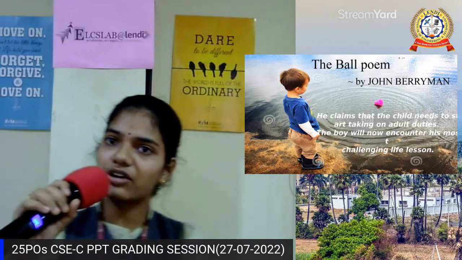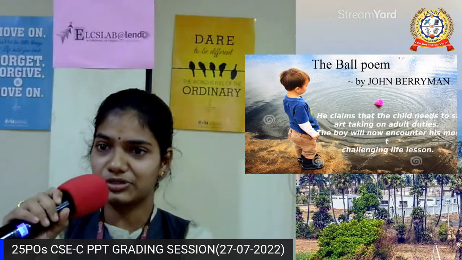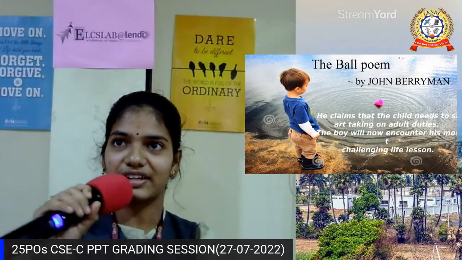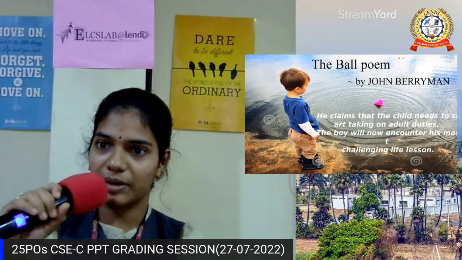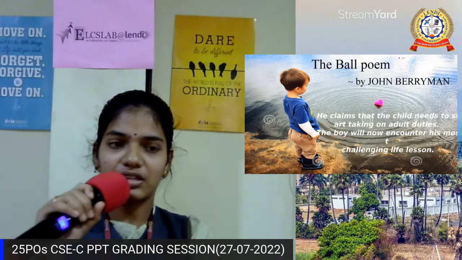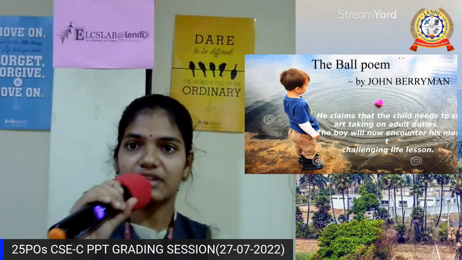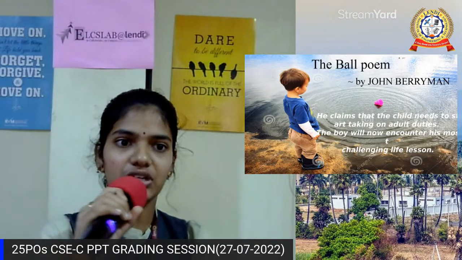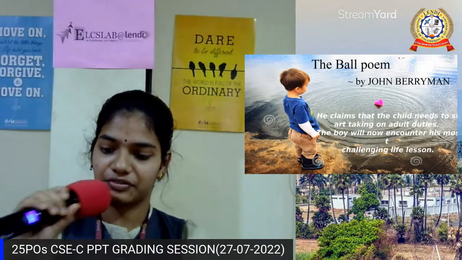Here, for the boy, the beloved possession is his ball. For us, losing a ball might be a small issue, but for a little child, it's a very big issue. He feels he has a lot of memories and love with that ball. So the child is acknowledging the art of the epistemology of loss. The boy will now encounter the hardest challenge of life.